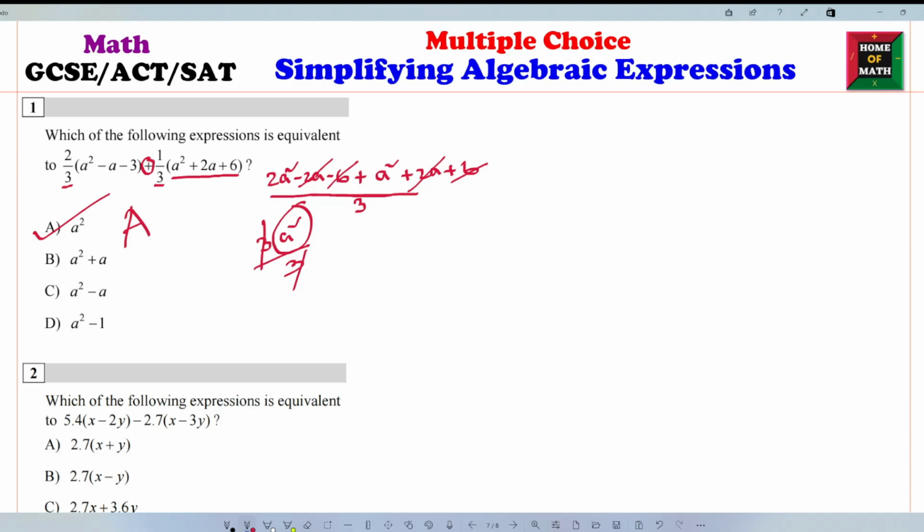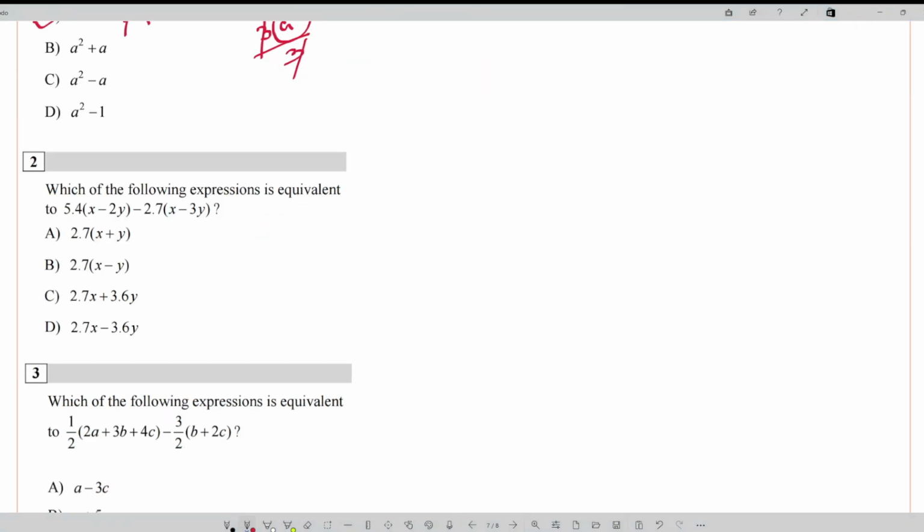Number 2. Here is, which of the following expressions is equivalent to 5.4 times x minus 2y minus 2.7 times x minus 3y? So which one is correct? Look, here is 5.4 and here is 2.7. We know if we divide 5.4 by 2.7, it will be 2.